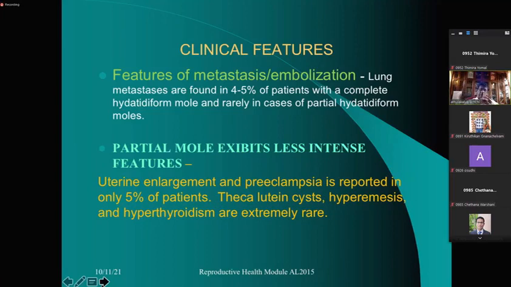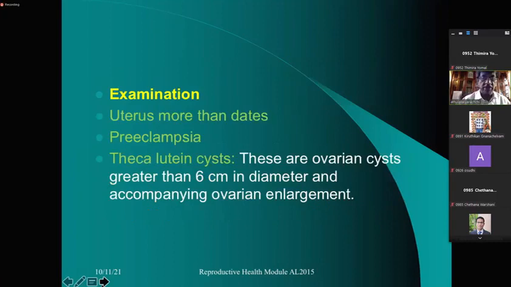And with the partial hydatidiform mole, usually the symptoms are much less intense because they produce less HCG, and the symptoms may not be as strong. I said very often the patient presents with bleeding in early pregnancy, sometimes with vomiting, sometimes with features of hyperthyroidism. But when they come, the only thing you will know is they are pregnant.